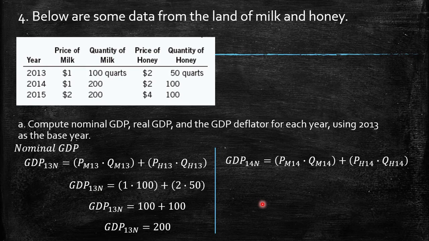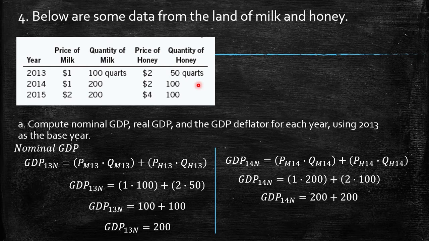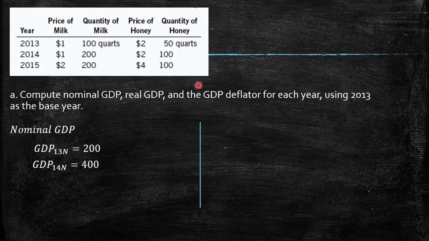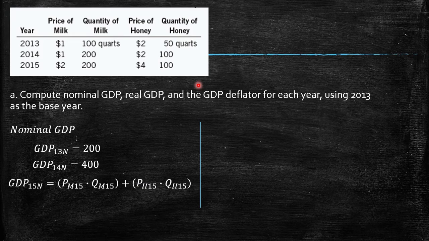What about 2014? Exactly the same. We value everything in 2014. Then we have 1 times 200 plus 2 times 100. At the end, we end up with 400 for nominal GDP in 2014. Then, nominal GDP, we already have this one: 200 and 400.